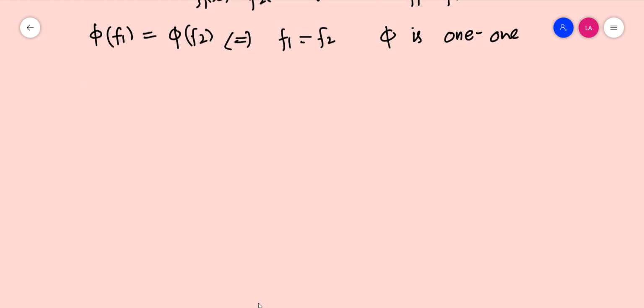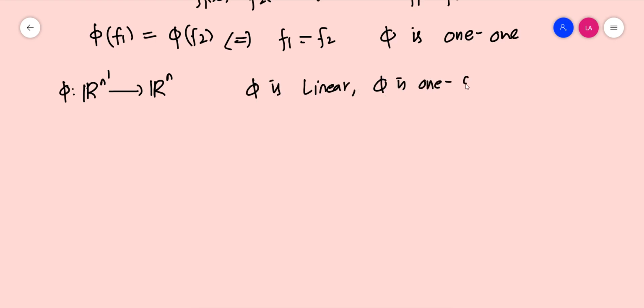Thus, our phi is a linear operator from Rn dash onto Rn, which is actually 1 1, which means that the null space of phi consists only of the 0 element. So, phi is linear and phi is 1 1, which means that phi of f is equal to 0 if and only if f is equal to 0. That is, phi of f is equal to 0 implies f is equal to 0. The null space of phi consists only of the 0 element.